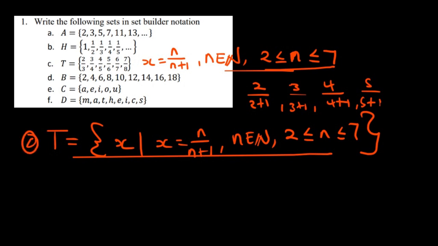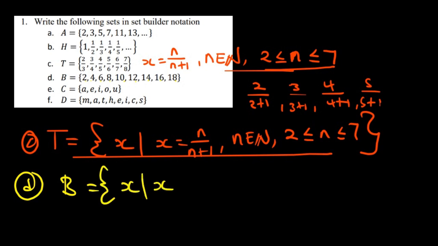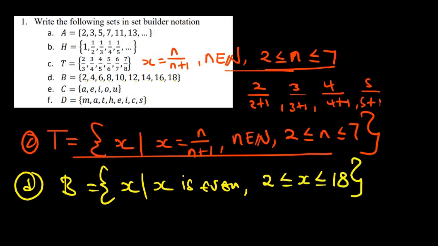Let's find D. D is very simple. We are going in twos. So that is 2, 4, 6, 8, 10, 12, 14, 16, 18. Those are just even numbers between 2 and 18. So we are going to say set B is a set of all x's such that this x is even and the x is between 2 and 18. So this is one way of representing it.